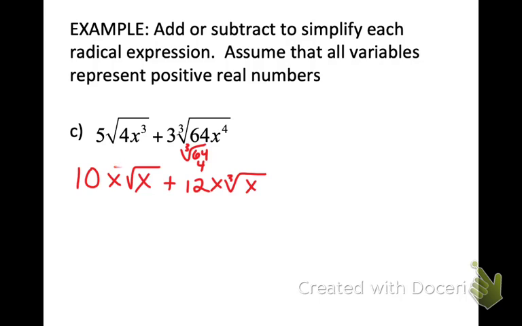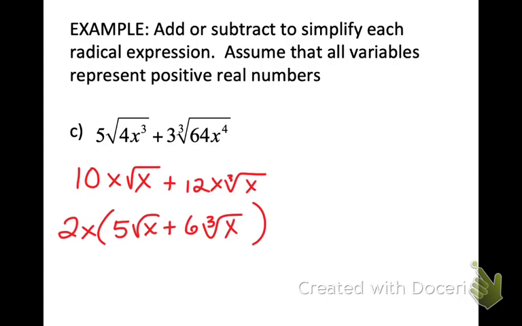So this whole thing simplifies. I'm going to get rid of these little numbers so I don't confuse them for exponents. These two terms simplify down to this. Still can't add them together, but can I factor out common pieces? What do they have in common? They both have an x here and here. Can I take anything out of 10 and 12? 2, right? So if I factor out a 2x, I'm left with 5 square root of x plus 6 cube root of x.